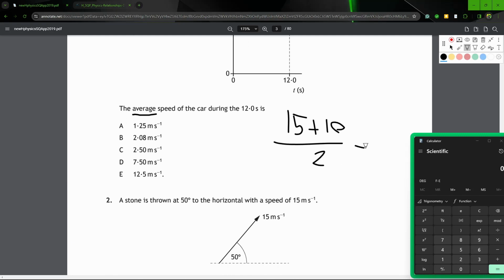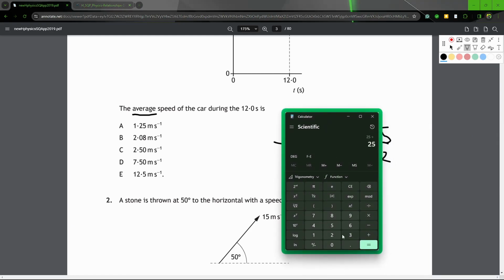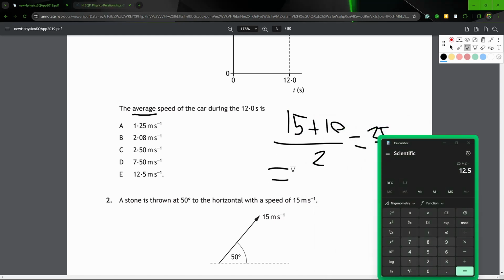So that's going to give us 25 over 2, which is, if I'm going to just make sure I'm not going nuts here, 12.5. Okay, and yeah, that's our answer. It's right there. Simple as that.